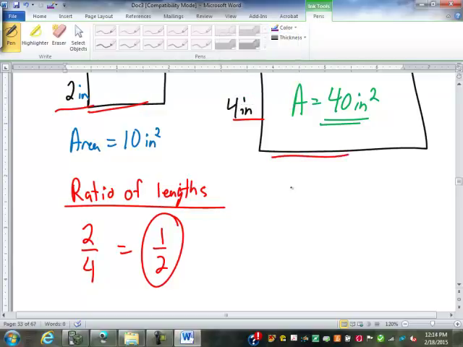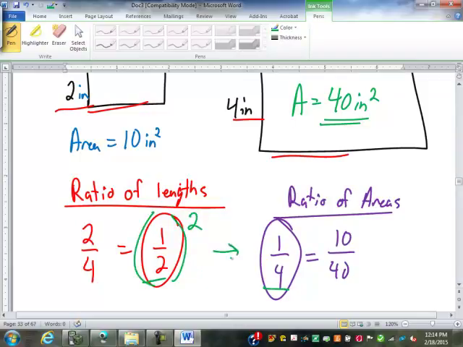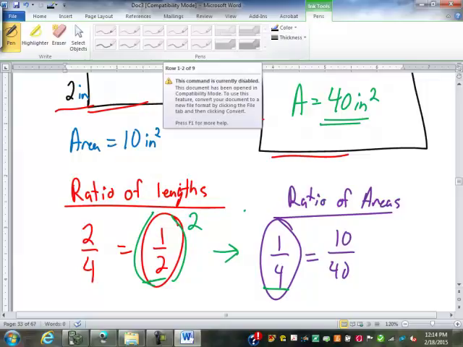The ratio of areas was 10 to 40. Again, we can leave off the units because they're going to cancel out, which reduces to a 1 to 4 ratio. There's a very strong relationship between these. If I take my ratio of lengths and I square it, 1/2 squared is 1/4, or 1 to 4. So if I know the ratio of lengths, I can find the missing areas from that.